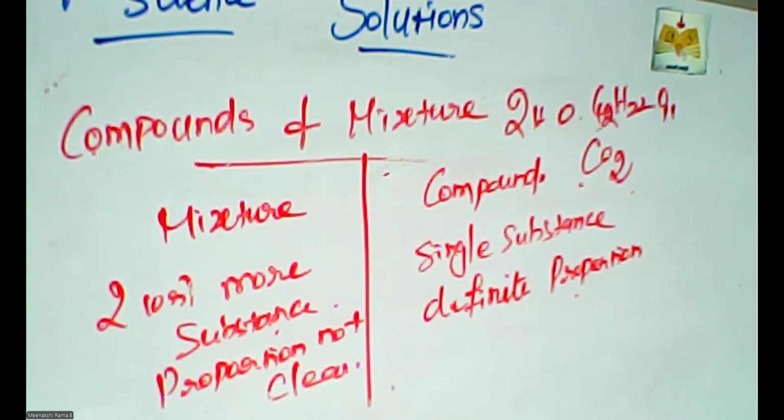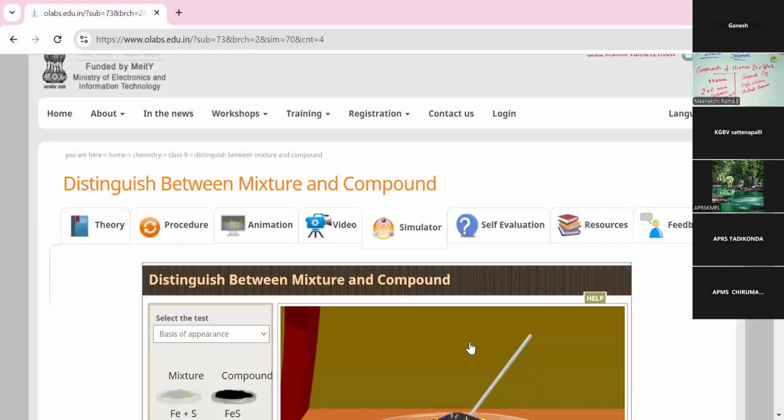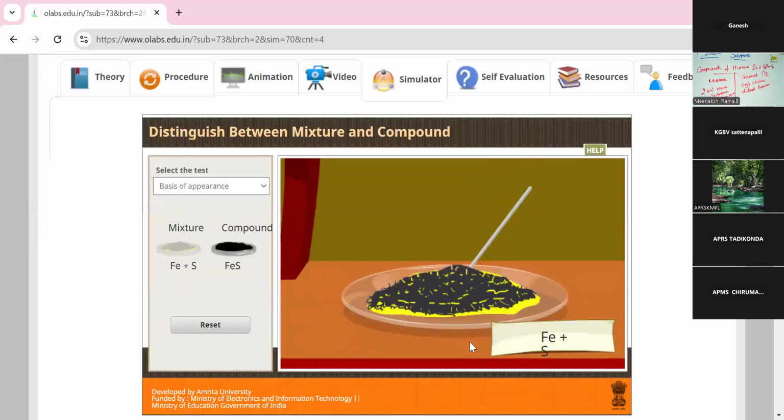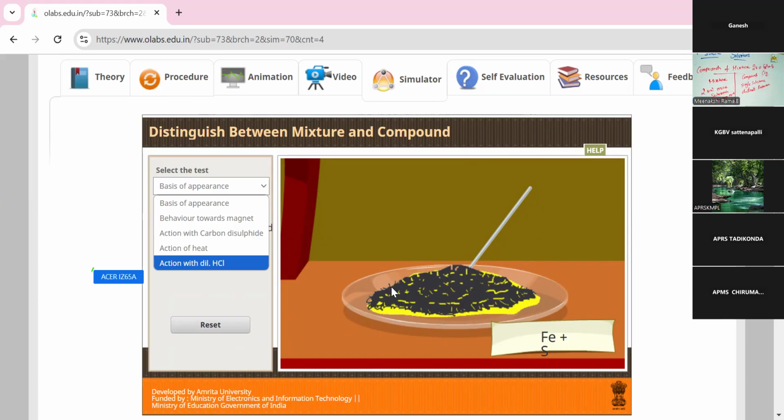The simulation for the compound and mixture. Yes, with the help of the simulation, we can get a clear idea about the mixture and the compound. What are the components? One is mixture, another one is compound. So what are the properties? On the basis of appearance, behavior towards the magnet, action with carbon disulfide, action of heat, and action with dilute hydrogen chloride.